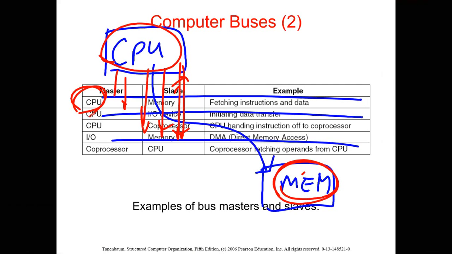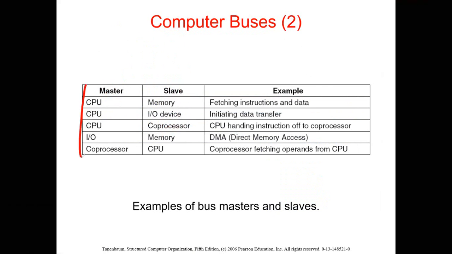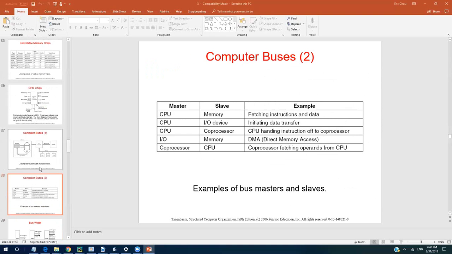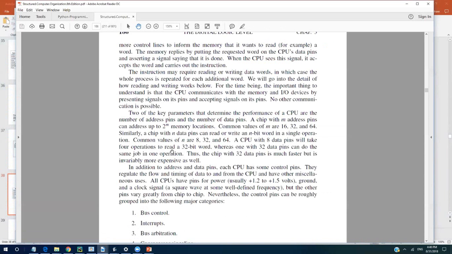Yes. And so basically, memory doesn't initiate the bus transaction by itself. As you can see, the main masters for a bus are the CPU, I/O, or coprocessor. So memory is mostly a passive device, following some other device's instruction. So let's go back to our book.